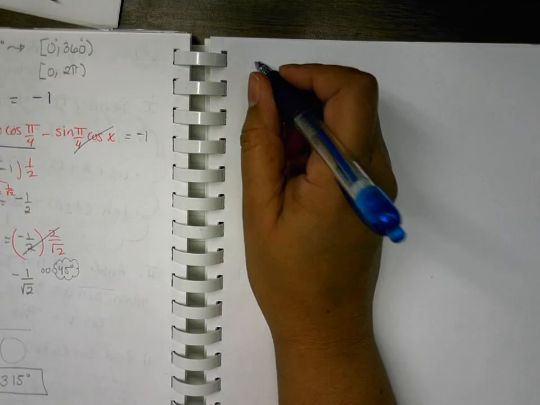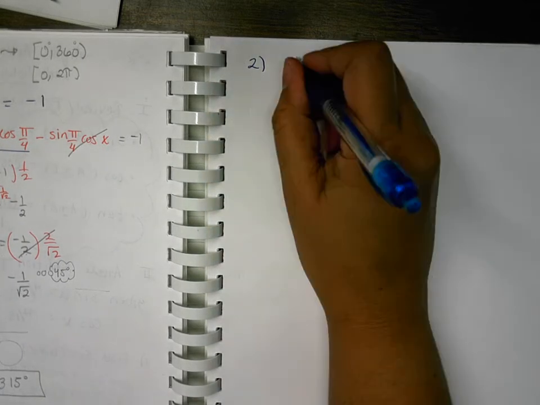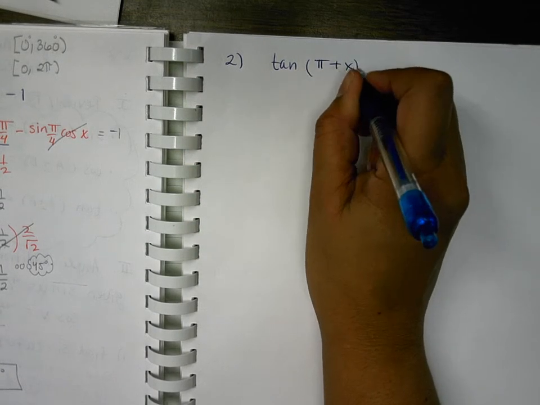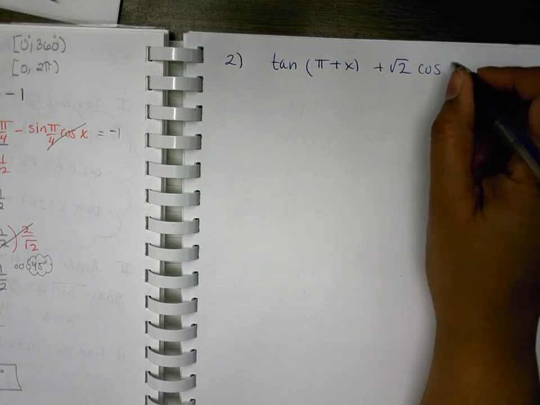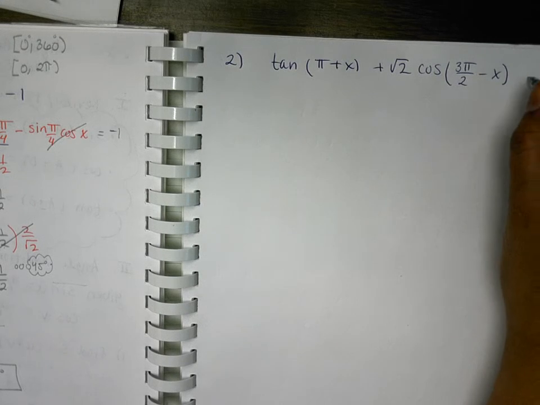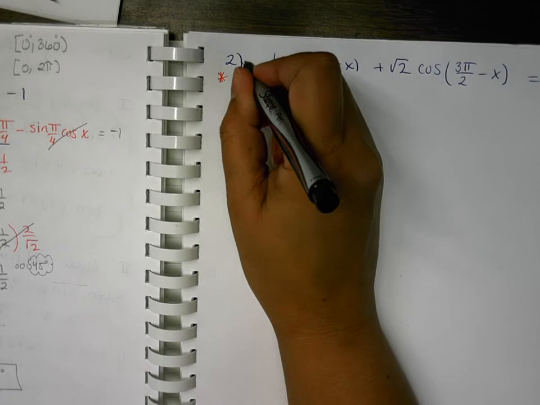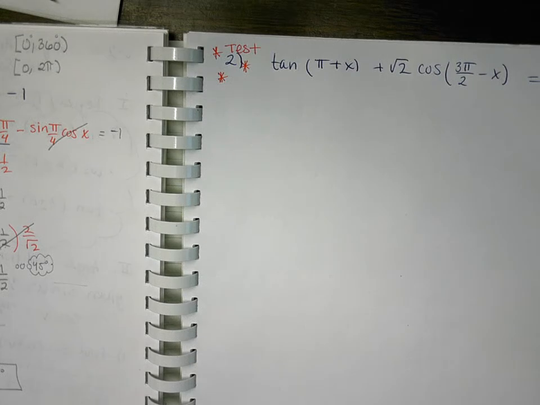Number 2. Okay. Tan of pi plus x plus root 2 times cosine of 3 pi over 2 minus x, close parentheses, equals 0. I'm going to put stars around this one. Why would I be putting stars? Not only is it on the test, but it's one that kids typically mess up, struggle with, have difficulties with.